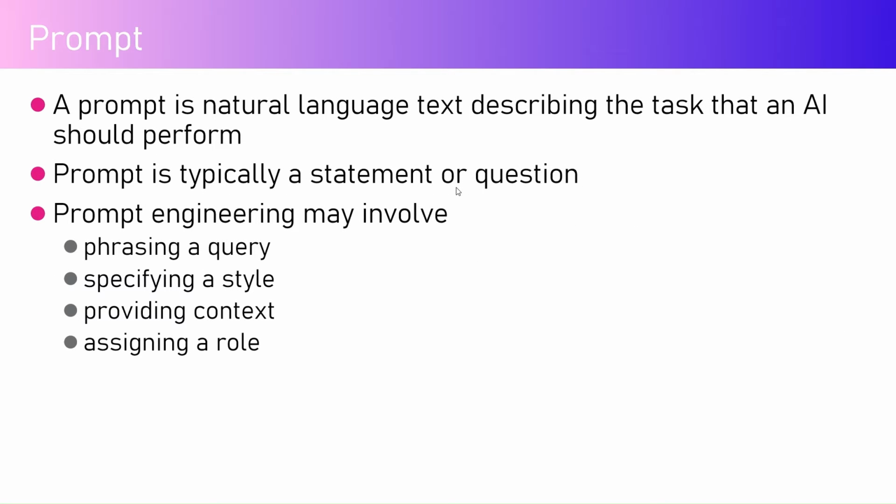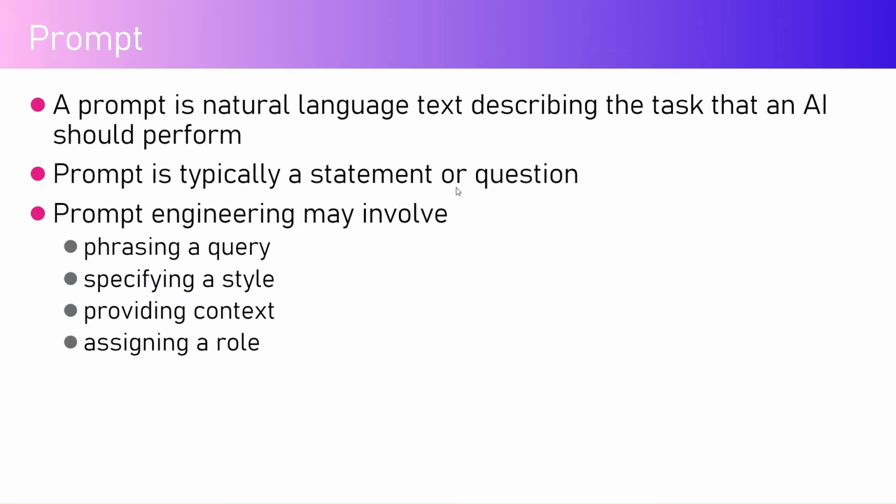A prompt is basically what you provide as an input to the AI. It's natural language text describing the task that an AI should perform. The prompt can be in any language. It's not restricted to English. It can be in any language, but it provides some sort of instruction to the AI in a reasonable manner so that the AI can understand it and provide an output instantaneously. A prompt is typically a statement or a question. It can be a request.